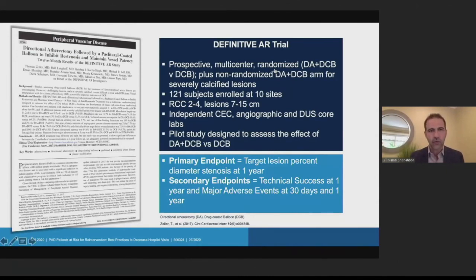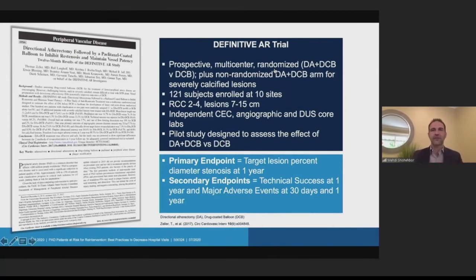And this is the work that you have done, and the DEFINITIVE AR really brings it home for me. Although the study did not meet its primary endpoint, it really highlighted something that I think Peter showed very nicely in his case. The study, we have heard this study many times: 120 subjects, Rutherford 2 to 4, lesions of 7 to 15 centimeters, so actually shorter than what I have shown you here. But the concept was, can we do directional atherectomy plus DCB and have a better result compared to DCB?